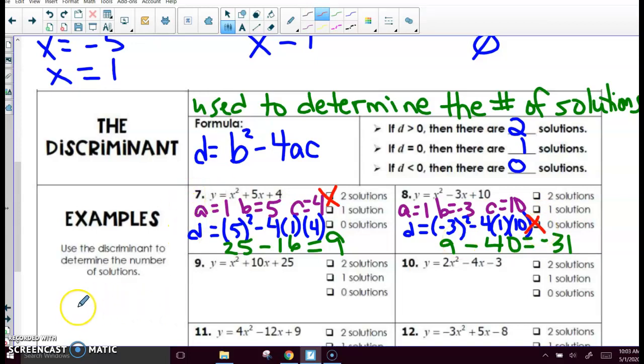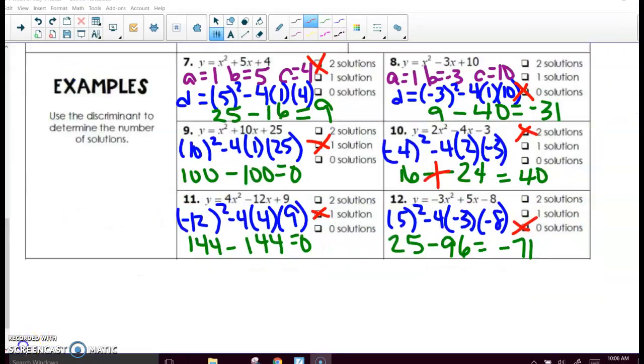Select pause to work through the next 4. As you can see, number 9 had 1 solution. Number 10 had 2 solutions. Number 11 had 1 solution. And number 12 had 0 solutions. Being able to determine the discriminant will help us determine which method for solving quadratics is easier. For right now, we're just focusing on solving by graphing.